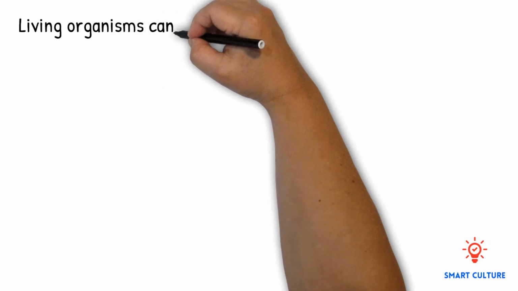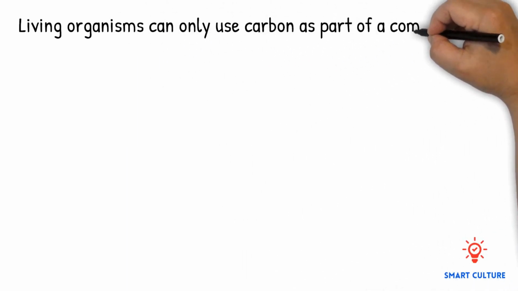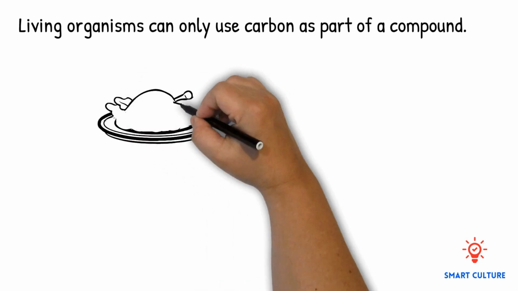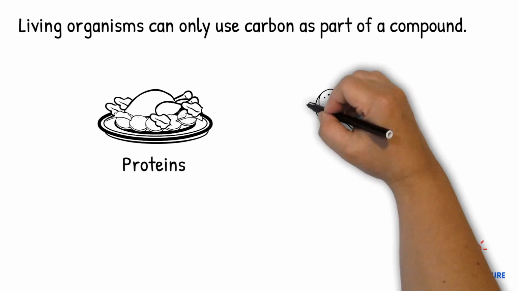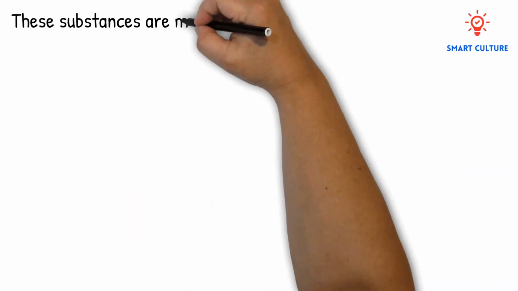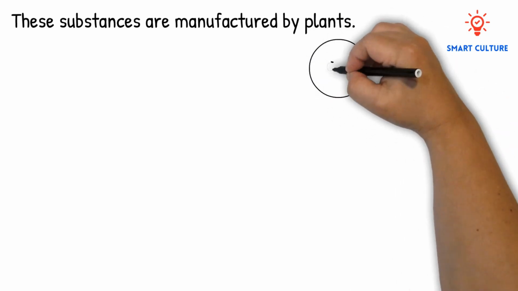Living organisms cannot use carbon in the form of an element. They can only use it when it's part of a compound. Examples of compounds that contain the element carbon are proteins, carbohydrates, and fats. These substances are manufactured by plants.